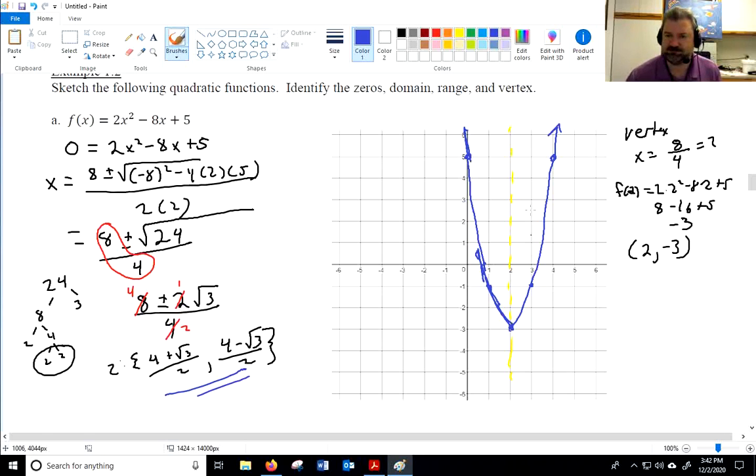All right, domain. Domain is negative infinity to infinity. Range is negative 3 to infinity. And there we have it.